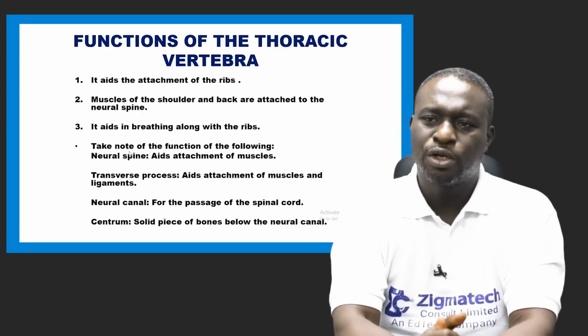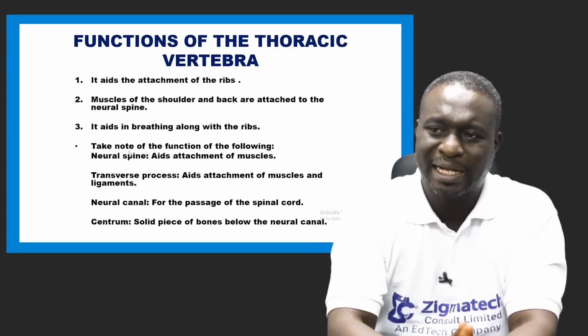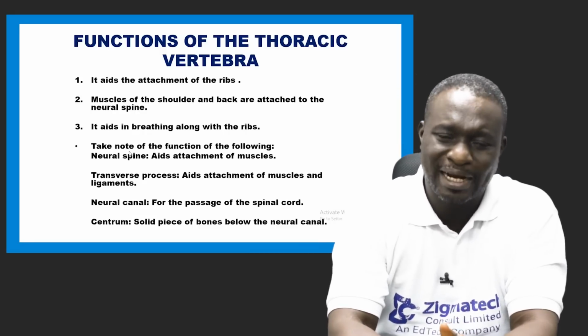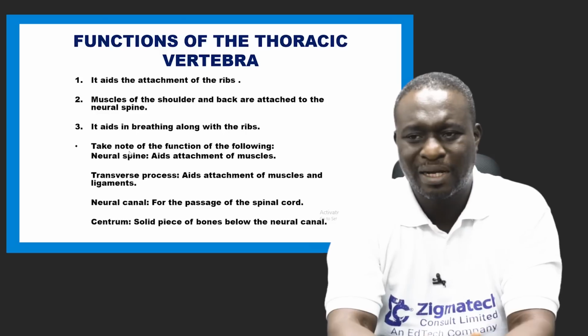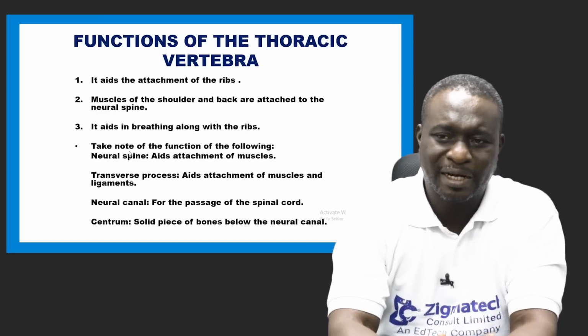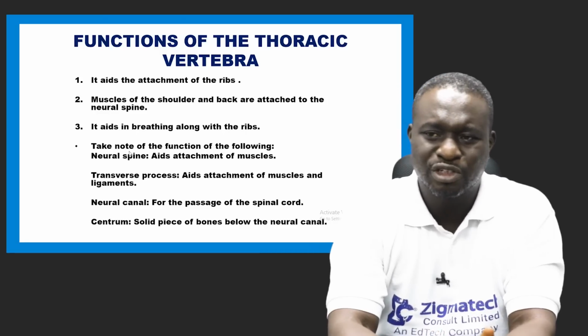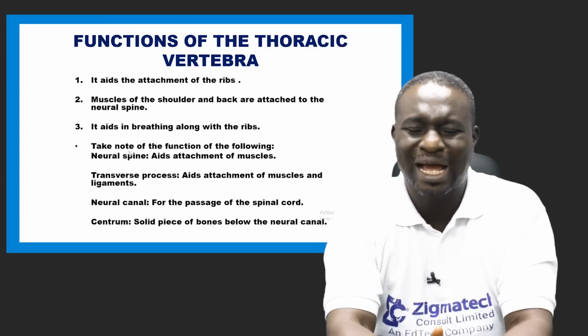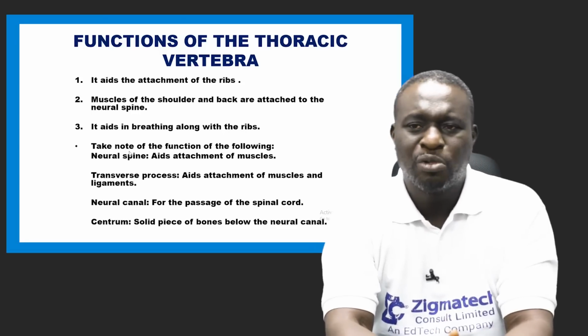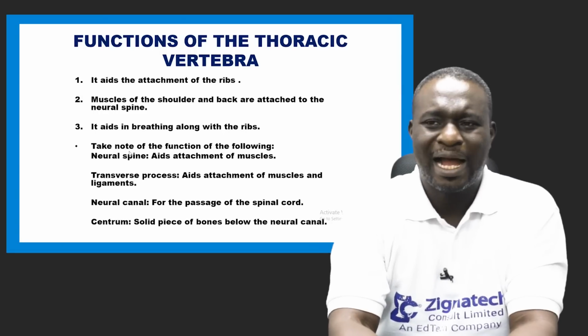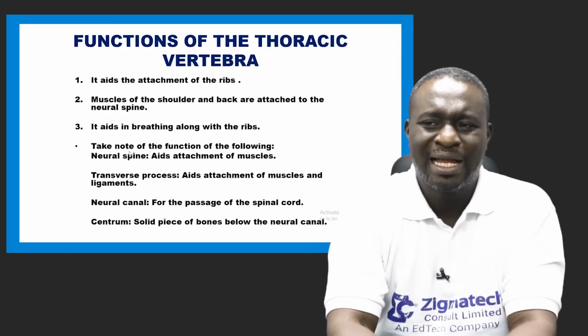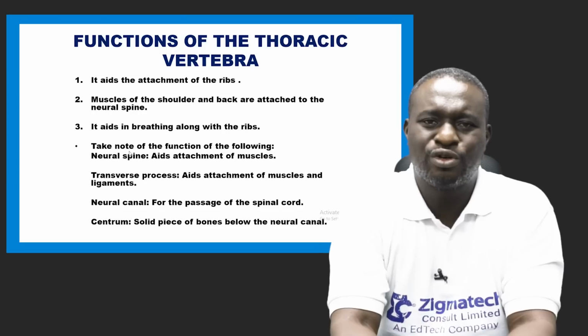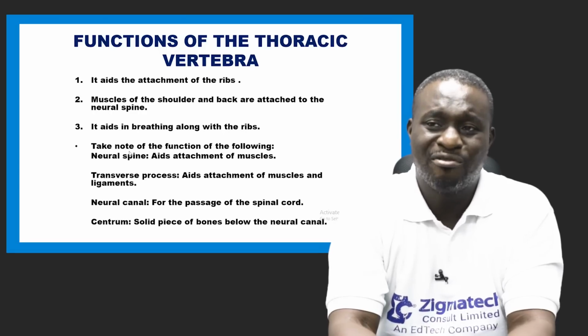Number two, muscles of the shoulder and back are attached to the neural spine. And that brings us to the functions of the neural spine. One of the major functions of the neural spine is for muscle attachment. So the muscles of the shoulder and the muscles of the back are attached to the what? Neural spine of the thoracic vertebra.